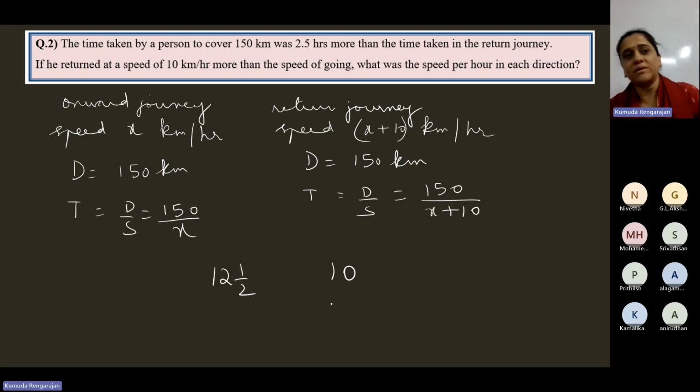Where does he take more time? Onward journey. Where does he take less time? Return journey. So return journey, less time, so more speed. Onward journey, more time, so less speed there. Where time is more, speed is less.